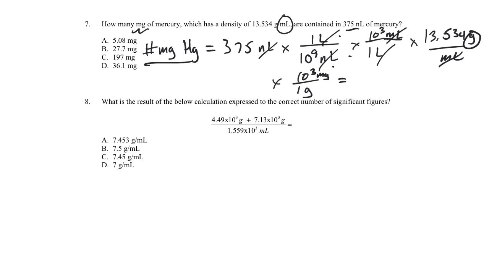We come up with 5.075... So that rounds to 5.08. 3 sig figs, perfect. More sig figs than 3, perfect sig fig, so 5.08 milligrams.